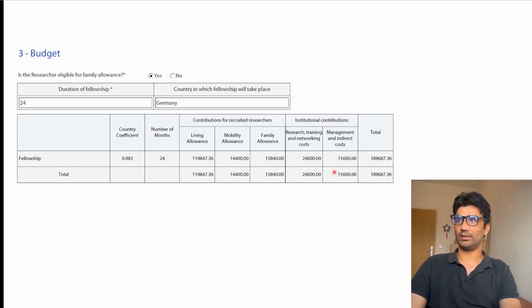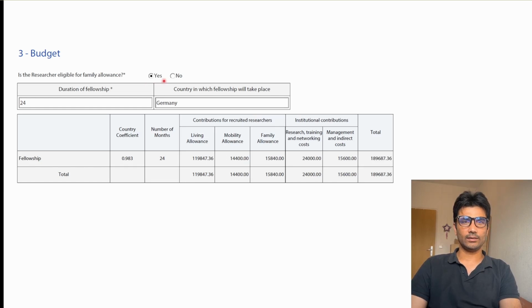So this is for any official administrative work. And then this is the total budget. It's very simple. You just tell them the number of months, the country, and everything will be added automatically. And make sure that you have pressed your family allowance, yes or no. If when you're applying you don't have a family, you're not married, and later on your status changes, you can still request this later on, and it will be approved.